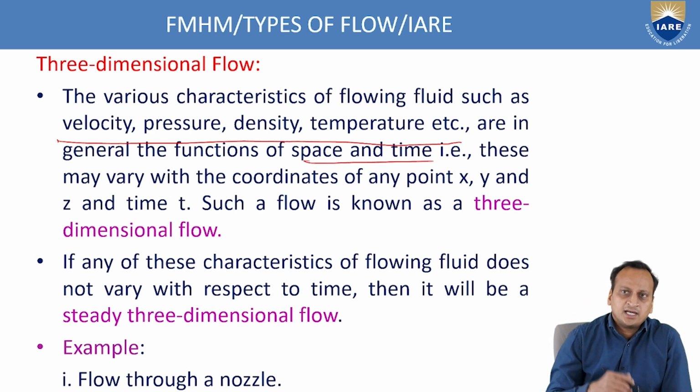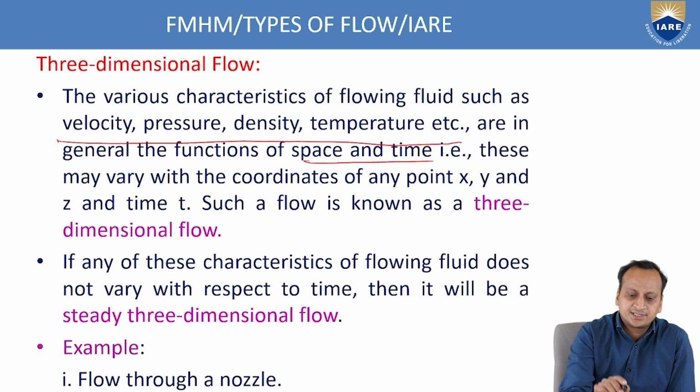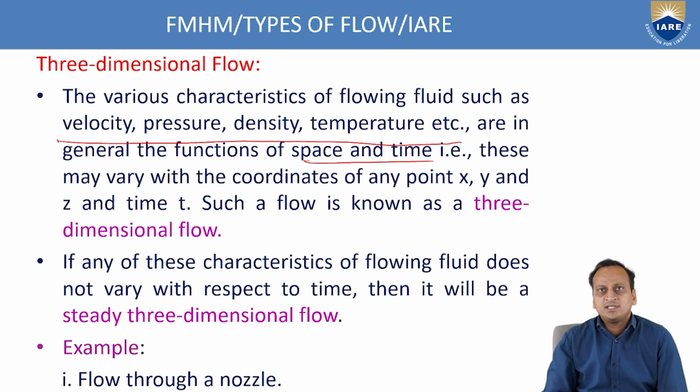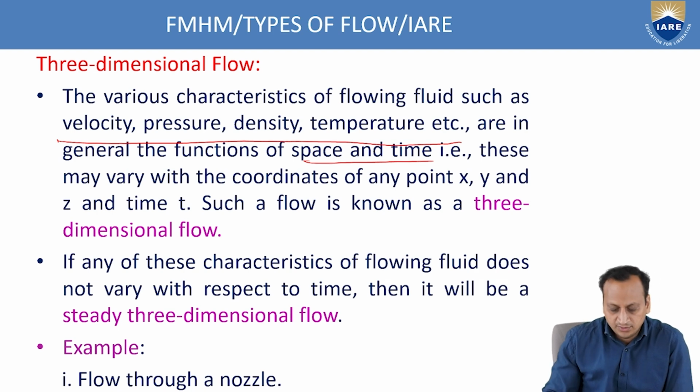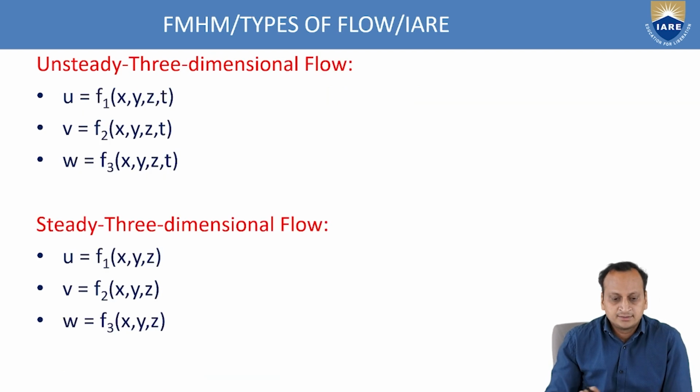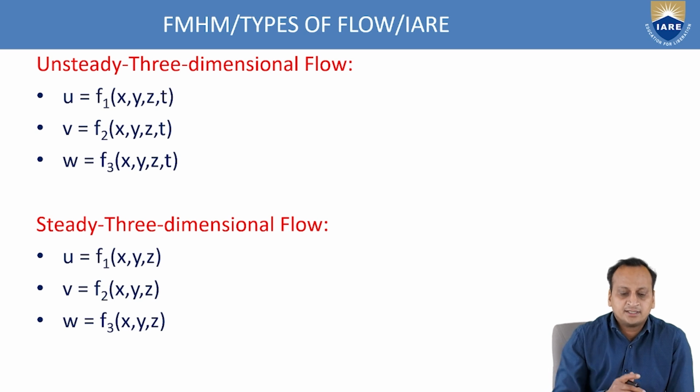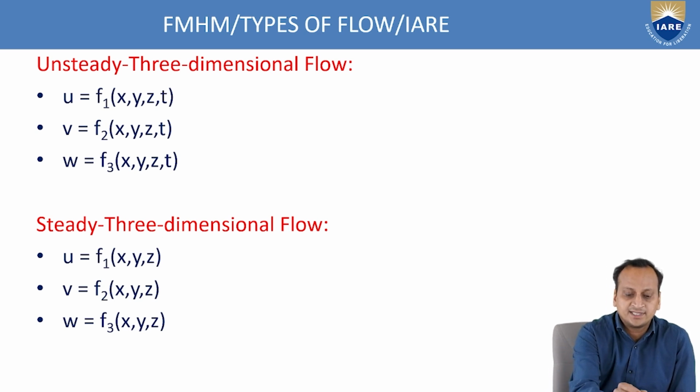In three-dimensional unsteady flow, these fluid characteristics will vary. That comes under three-dimensional unsteady flow. If they remain the same, it is three-dimensional steady flow. An example is flow through a nozzle. So here, in mathematical form, we can observe the unsteady three-dimensional flow.